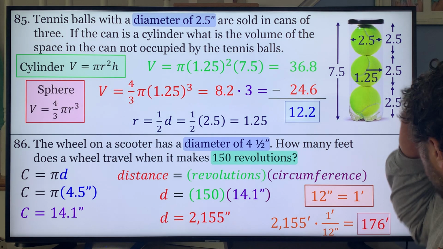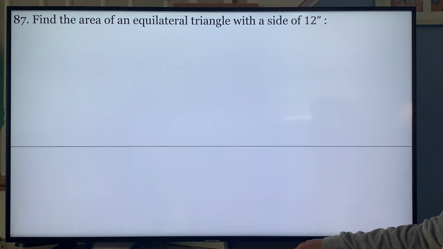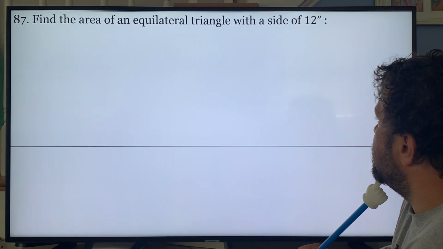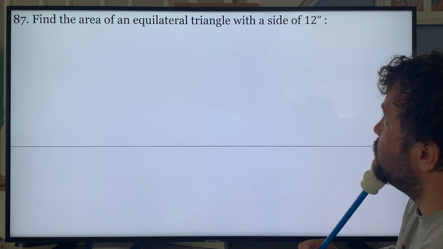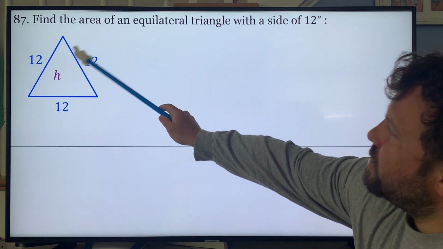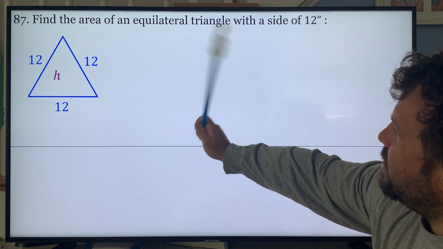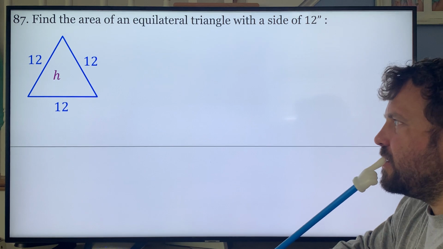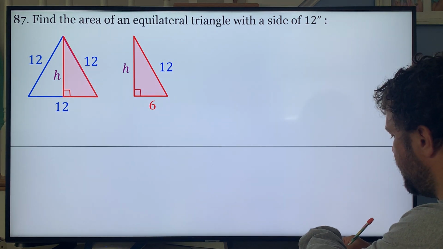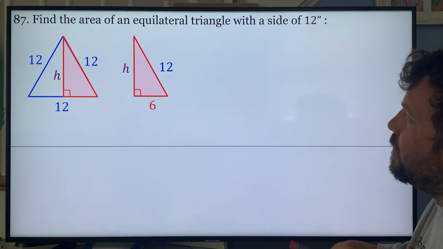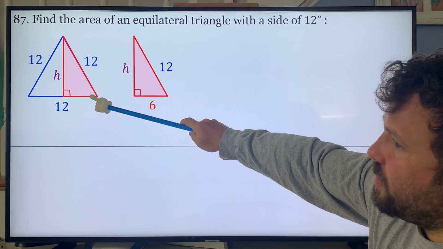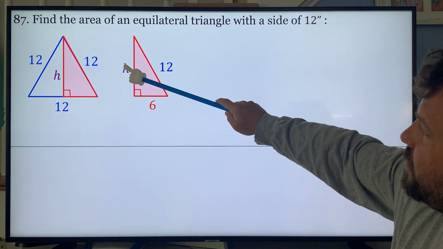All right. Almost there. Find the area of an equilateral triangle with a side of 12 inches. All right, so equilateral triangle. Means all the sides are the same. So I have a triangle, 12 inches, 12 inches, 12 inches. I want to find the area. So I have to find the height of this triangle. How do you find the height? Remember, I am going to draw a triangle over here and here. Remember we did this? Half the bottom is 6, hypotenuse is 12, and our height is 8.